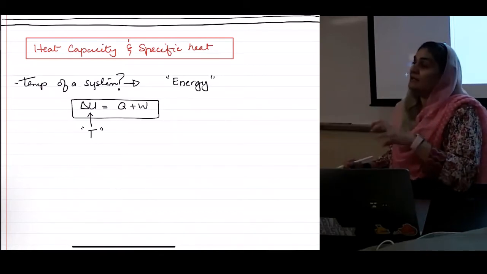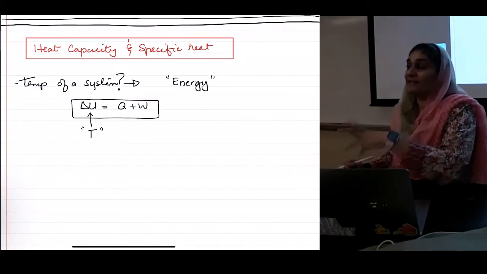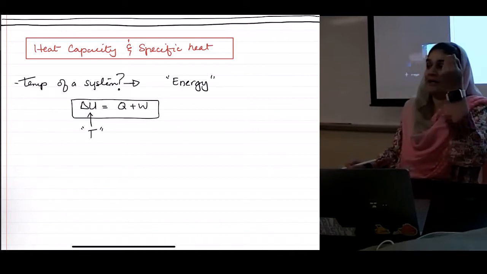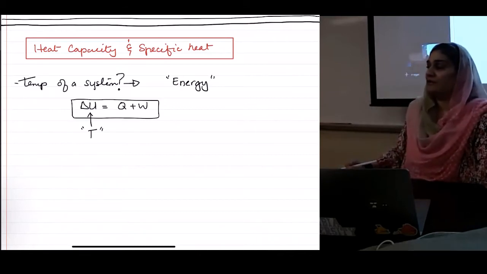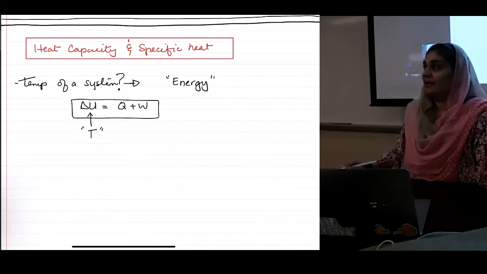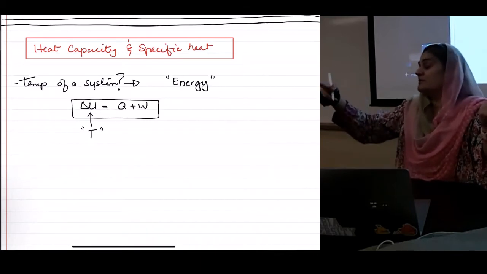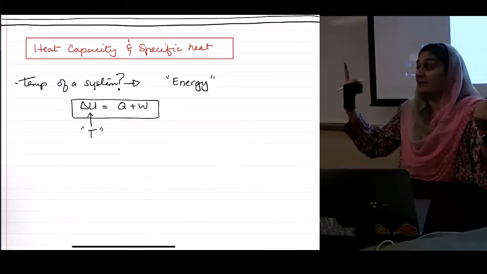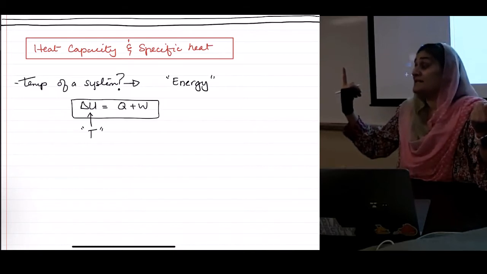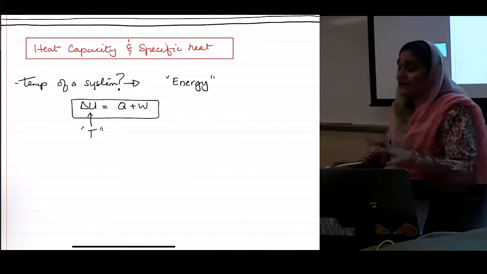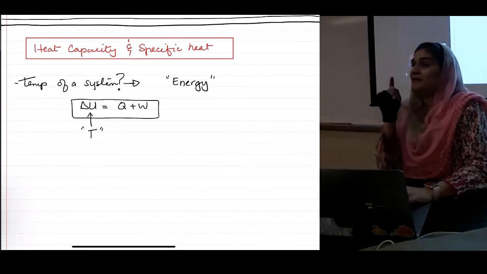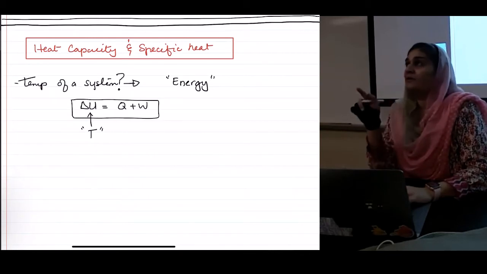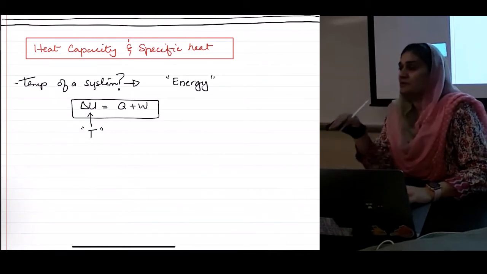And how do you decrease the temperature? By taking energy away, right? How do you do that? By either taking away heat, or you could expand it, which in thermodynamics will be called work done by the system. Starting again, how do you decrease the temperature of a system?